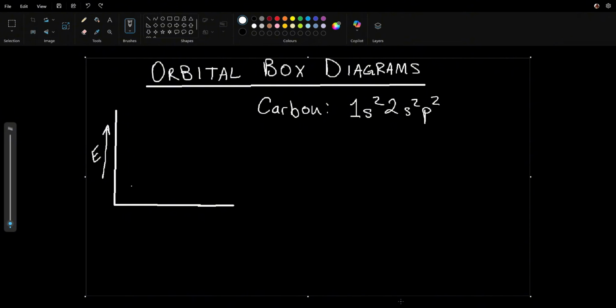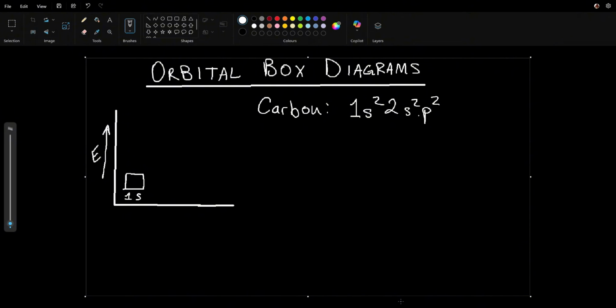So what we want to do with the orbital box is start by making boxes. First, we want to go from left to right. First we have 1s. We can draw a little box here, called an orbital box, hence the name of the video. And then we call this 1s. We don't need the number 2. I'll get to why in a second.